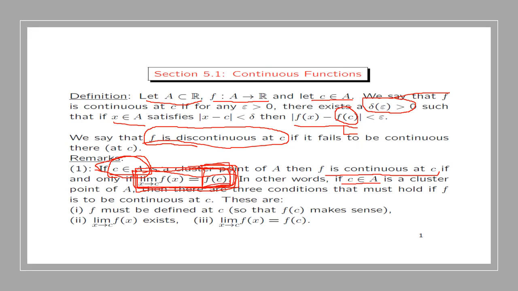So if f is continuous at C, then the following three conditions must be satisfied. First of all, f must be defined at C, so that f of C makes sense, that the limit as x goes to C of f of x must exist, and that the limit must be equal to f of C. So three things must be satisfied. f of C must be defined, the limit as x goes to C of f of x must exist, and then the two must be equal, the limit and f of C.